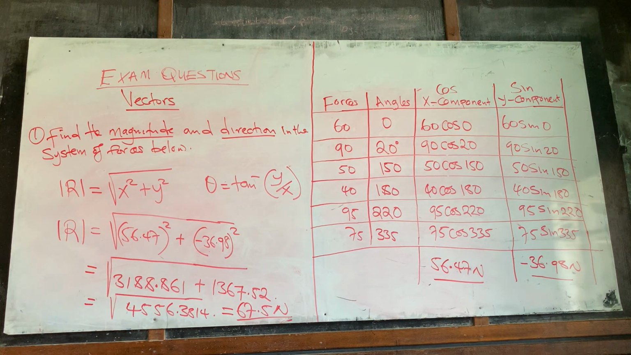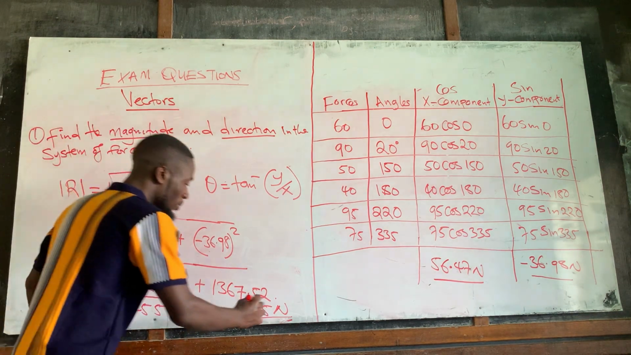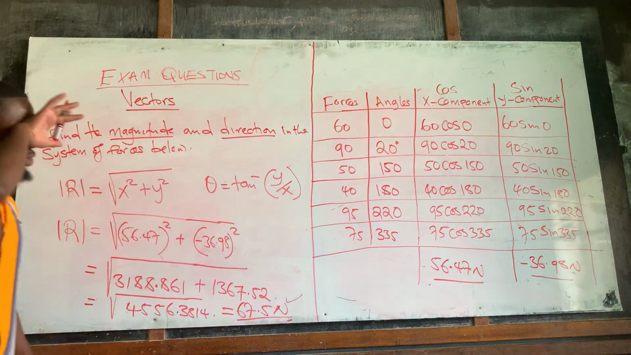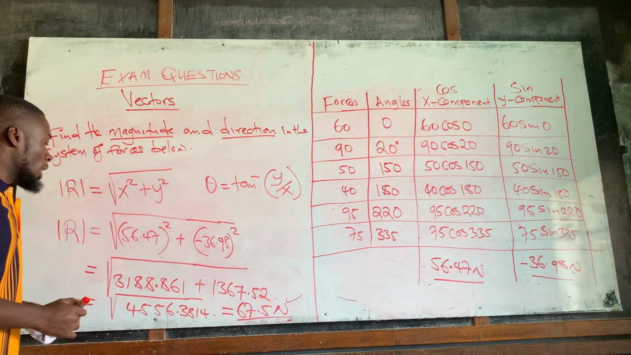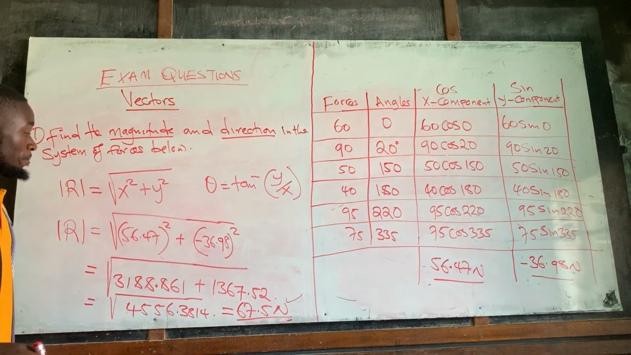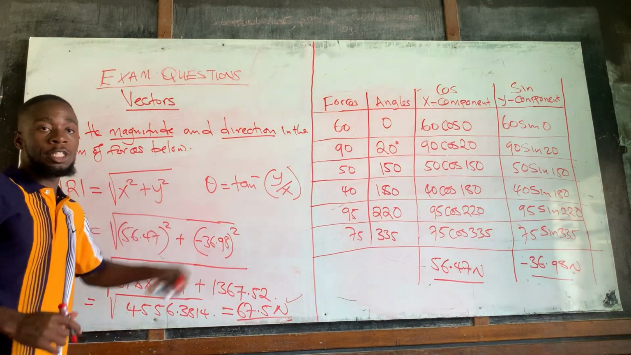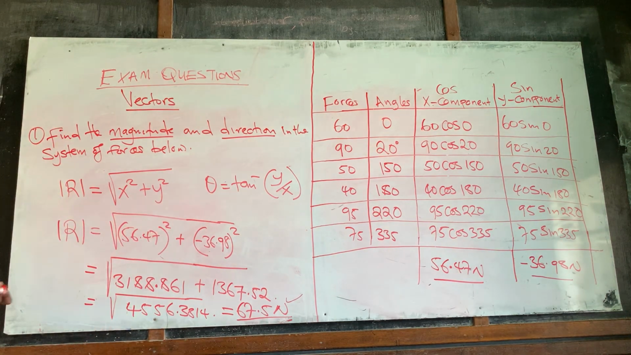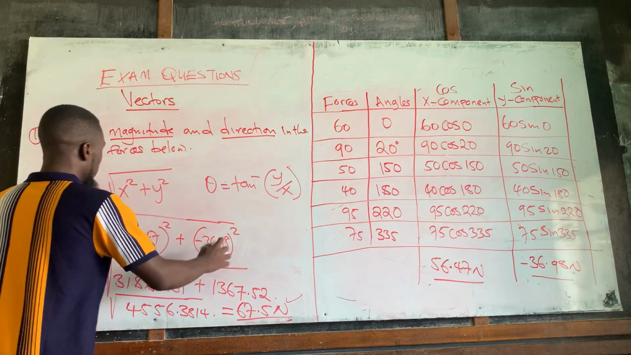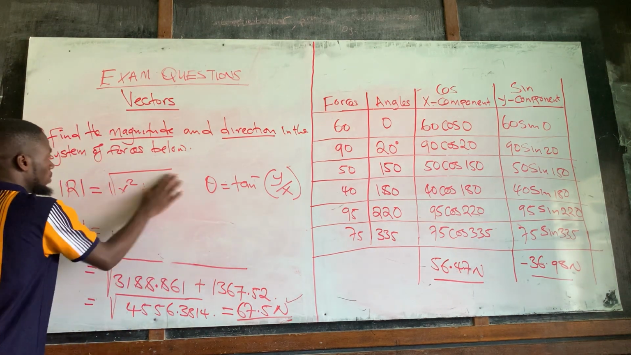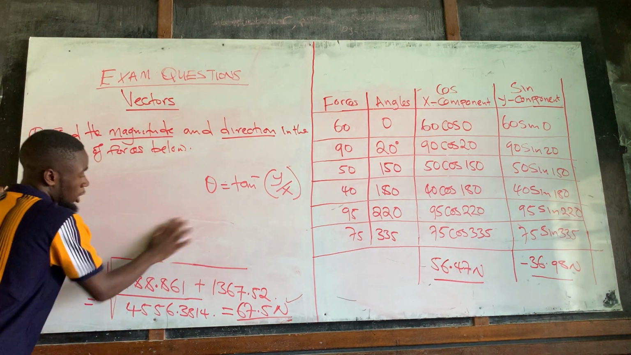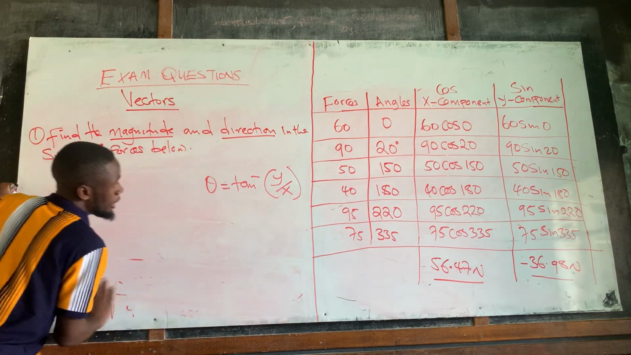67.5 Newton. This is the magnitude. So the next thing here, we need to find the angle. So this is how you find the magnitude. This question usually carries a lot of marks, 11, 15 marks. So we are done with the magnitude. The next thing is to find the direction, which is the angle.